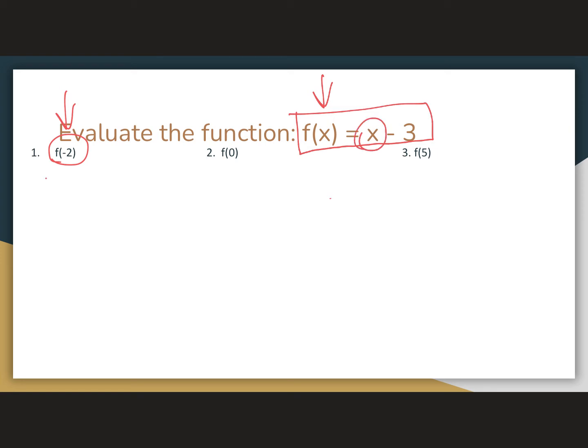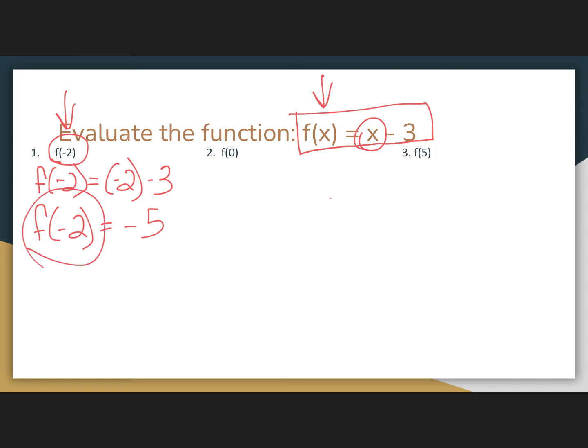So to find f of negative 2, we say f of negative 2 equals, and we're going to replace x with negative 2, negative 2 minus 3. So f of negative 2 is equal to negative 2 minus 3. Negative 2 minus 3 is negative 5. So that is the value of this function at f of negative 2.